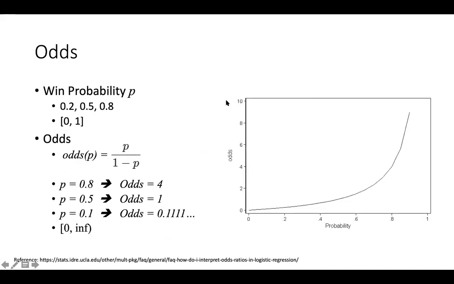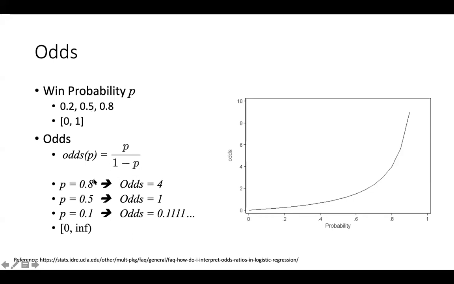So this is how logistic regression is derived, starting from the probability. In a binary classification, the probability lies between 0 and 1, and you can convert the probability to odds. The odds is basically a ratio, where the numerator is the probability and the denominator is 1 minus p.